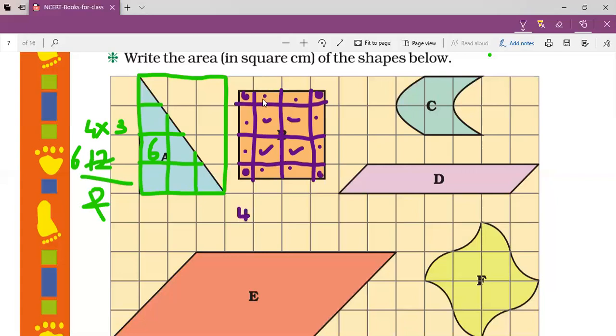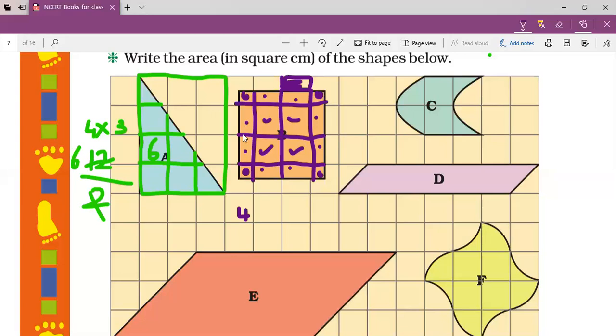Now let's see the halves. If I place this half on this square, will it make 1 square? Yes, it will, because both halves make 1 square. This both half makes 1 square. This both half makes 1 square. This both half makes 1 square.